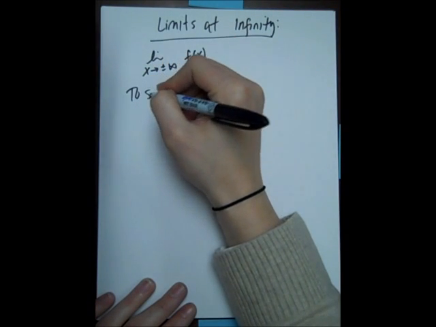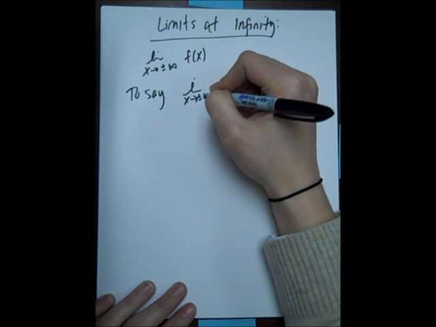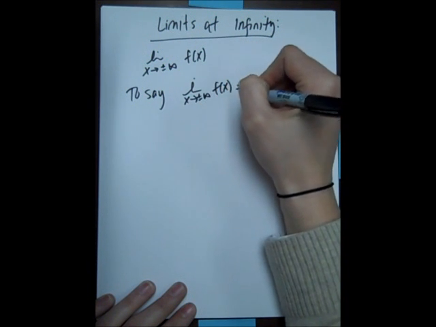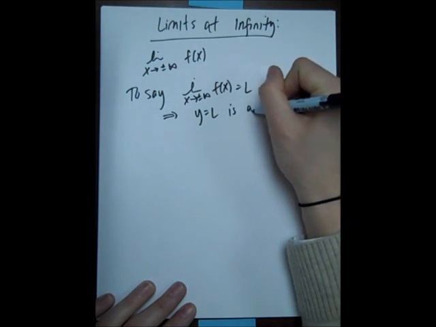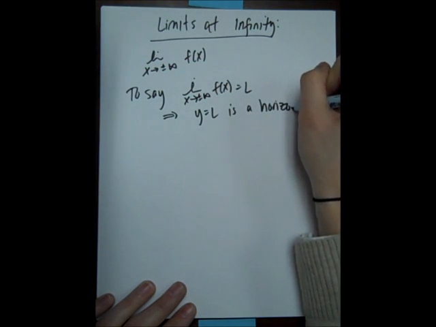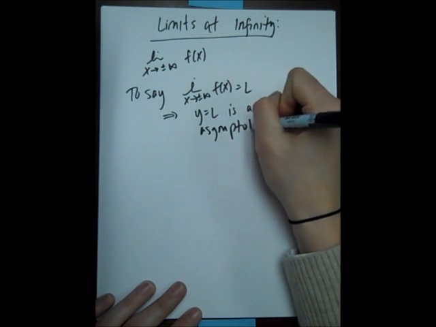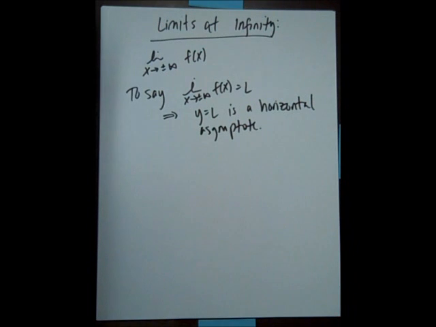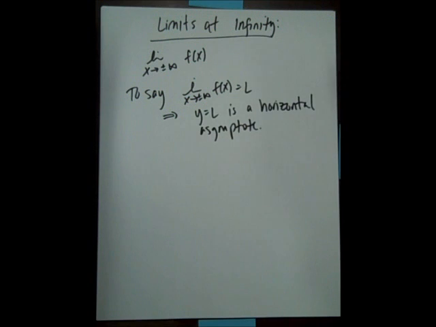Now to say that the limit as x approaches either plus or minus infinity is equal to a number, that means that y equals L is a horizontal asymptote. So horizontal asymptote. So before we had a lot of people asking, how do you find asymptotes? Well, now we know. We know vertical asymptotes is wherever a limit is plus or minus infinity, and a horizontal asymptote is a limit at infinity.